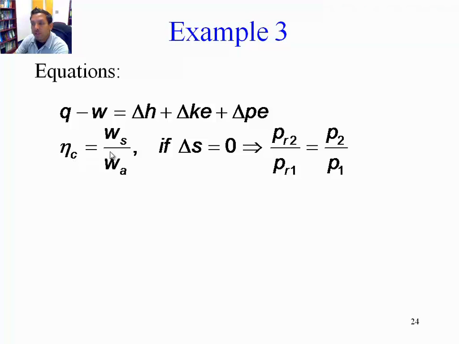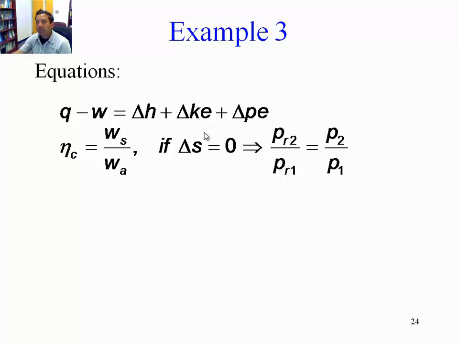The adiabatic efficiency of a compressor is the ideal work divided by the actual work. It's the other way around as in a turbine. And if the delta S is equal to 0, in the ideal situation where it's not only adiabatic but also reversible, the change in entropy is equal to 0.